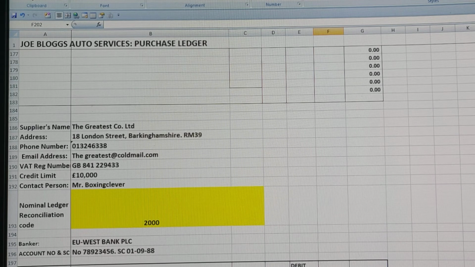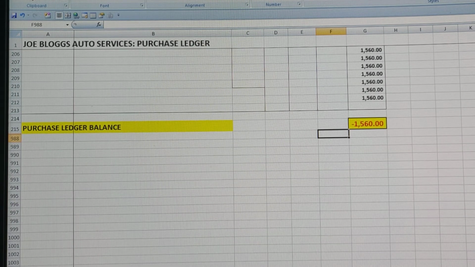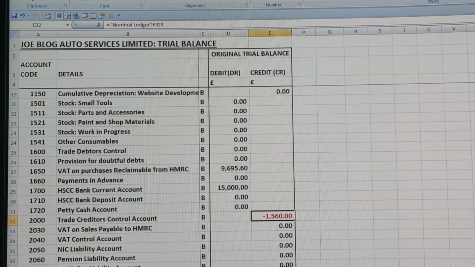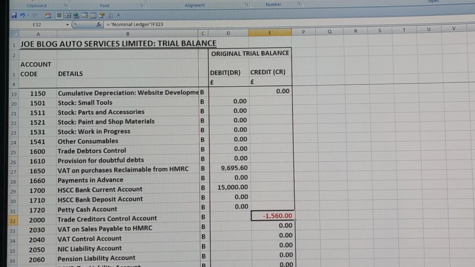And the purchase ledger balance here now is 1560. That is the total amount that you owe all your suppliers. Every supplier on your purchase ledger, the balance of the accounts added together comes to 1560, and that is what your creditors control account in the nominal ledger has reflected. They must always agree, because I have linked the system and they are communicating.